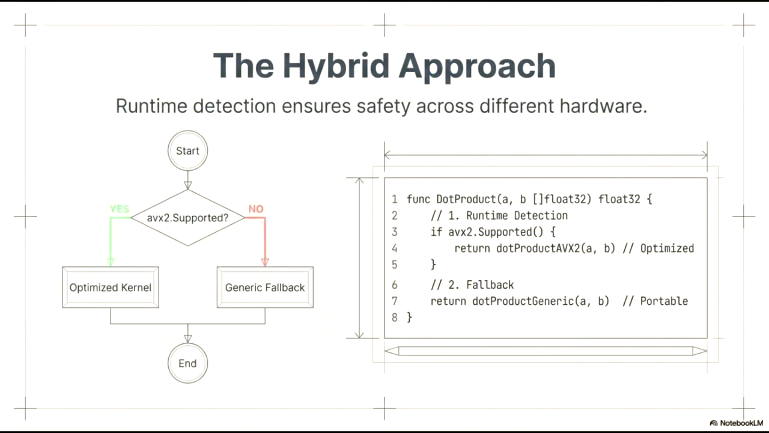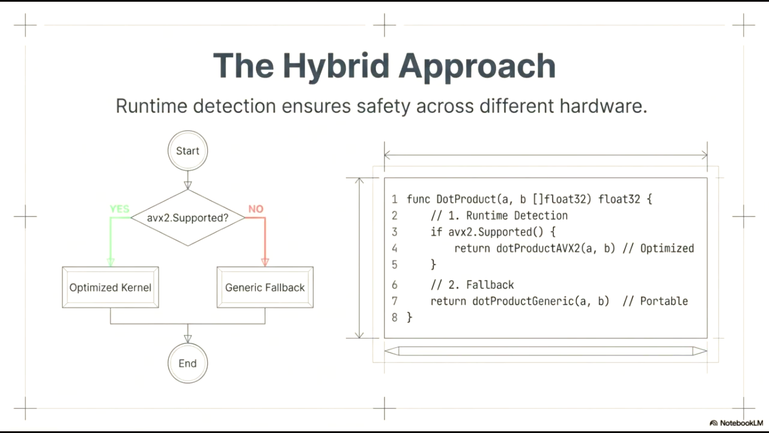To maximize performance while maintaining broad compatibility, we utilize a hybrid approach centered on runtime detection. This strategy ensures that software remains safe and functional across various hardware architectures without sacrificing performance. Looking at the flowchart on the left, the logic is straightforward. At execution time, the application checks for specific hardware features, such as AVX2 support. If the hardware is capable, the system invokes an optimized kernel designed to leverage those specific instructions. Conversely, if the feature is absent, the execution branches to a generic fallback, ensuring portability across different systems. The code snippet on the right demonstrates this implementation in practice.